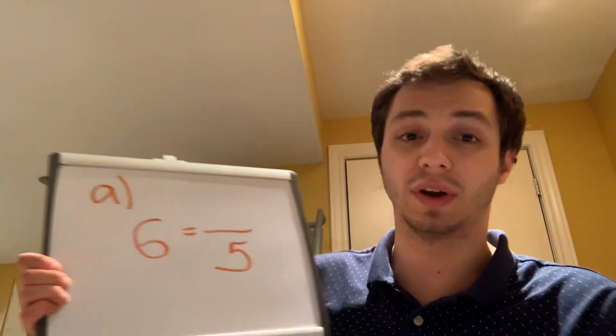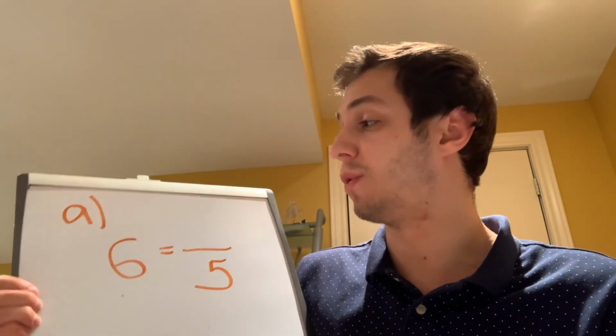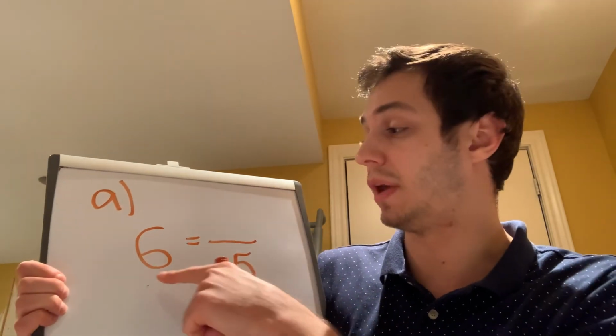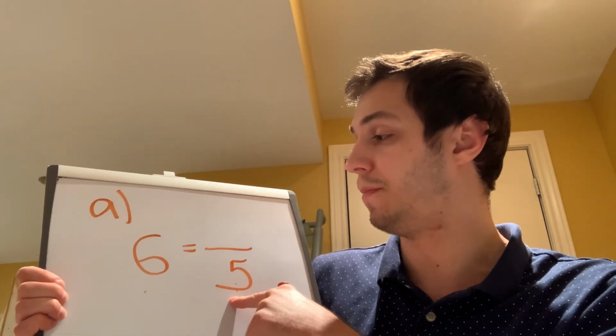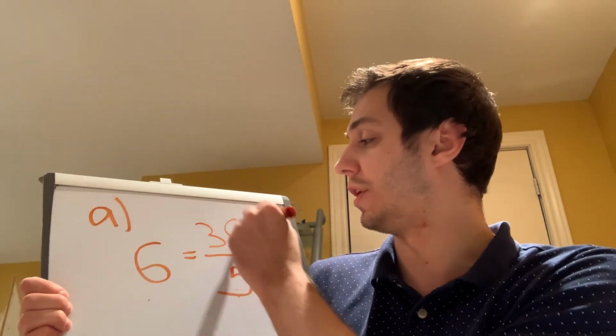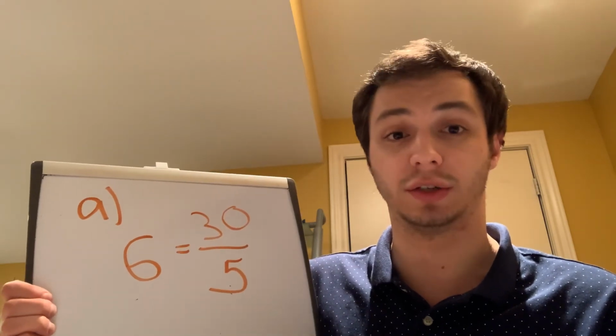In part 5, we're going to be practicing our fractions. So I'm going to write up the first question. So in part A, we have the whole number 6, and it's going to equal a fraction. What we don't know is the top number in this fraction. So the way we're going to find the top number is we're going to multiply these two numbers. We're going to multiply the whole number with the bottom number. So 6 multiplied by 5 will give us 30. So 30 will be the top number in our fraction.